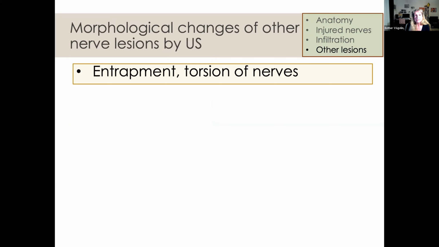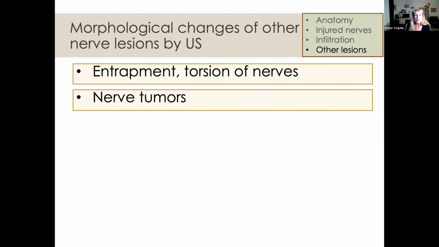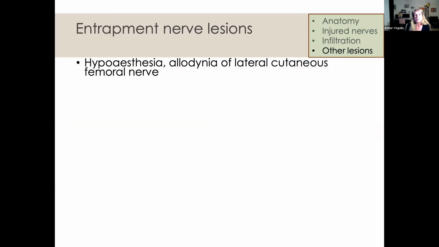The next chapter I would like to touch is entrapment or torsion of nerves. You have already seen an asymptomatic torsion of a nerve and two examples of nerve tumors where we see the limitations and the advantage of ultrasonography.